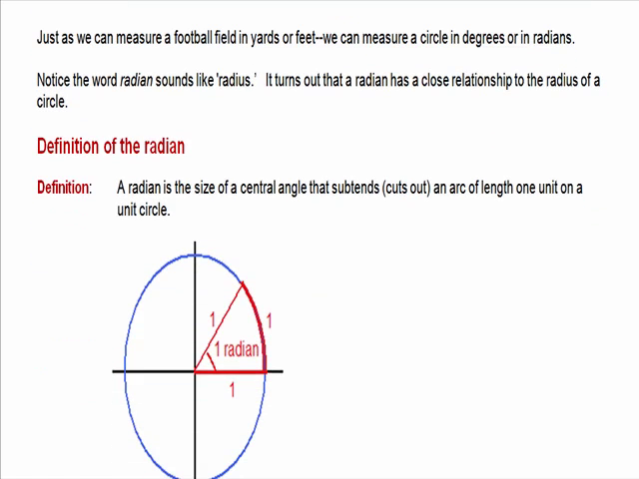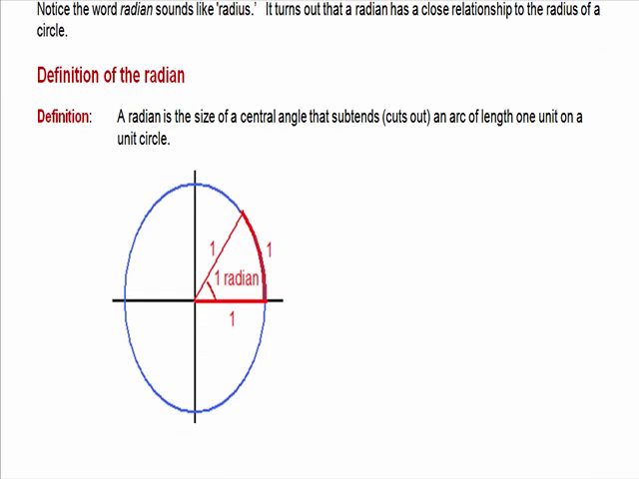A radian is the size of the central angle that subtends or cuts out an arc of length 1 unit on a unit circle. In order to explain this a little more fully, let's take a look at this diagram. So if I drew a unit circle, so imagine the circle goes through (1, 0), (0, 1), (-1, 0), and (0, -1), as the unit circle that we talked about back in chapter 7.